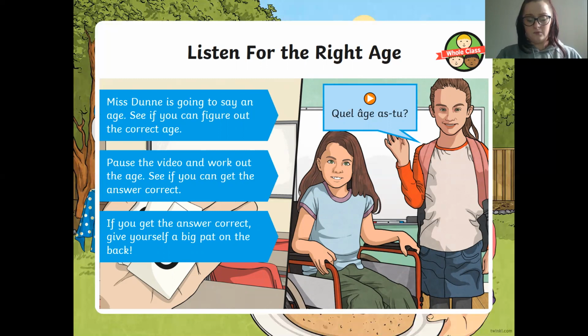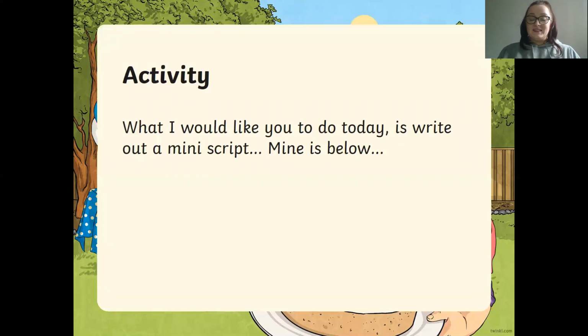Quel âge as-tu? J'ai 11. So here, this is the activity for today, year 3. And it says, what I'd like you to do is write out a mini script. Now, that sounds really, really confusing. Don't panic, I've got an example below.